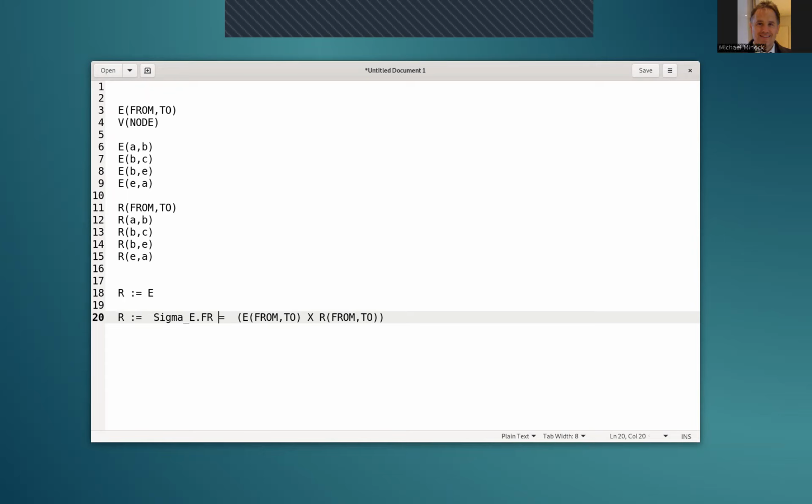Okay. Anyways, sigma. What do we have here? So if I say E is from and to, and then R is from and to here. So if I say now that basically E dot to equals R dot from, what is this doing then? The sigma here is the select in relational algebra. You guys see what's going on here? Roughly?